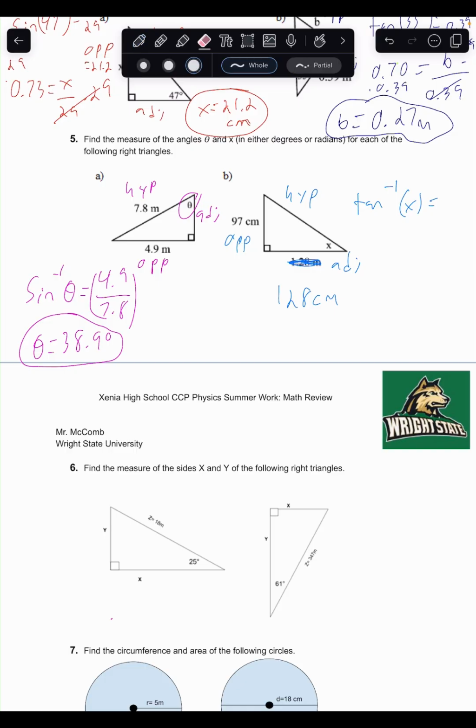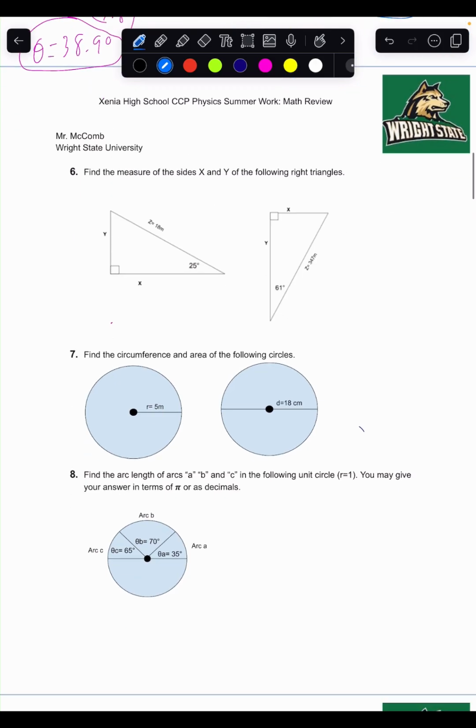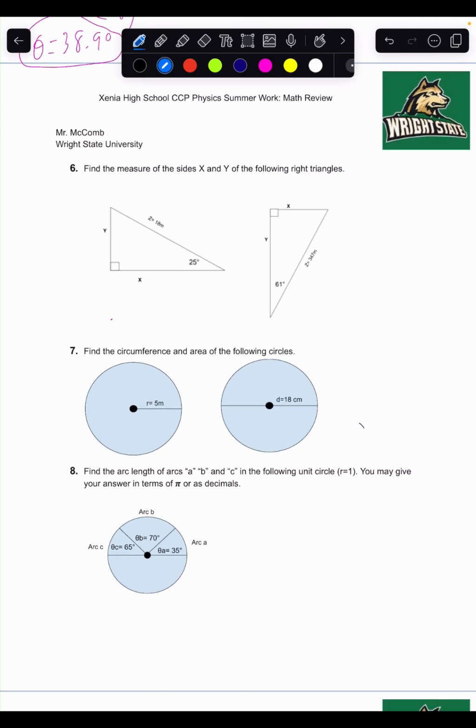Okay, so now that I've got that, we're good. I can do opposite over adjacent now. That is 97 divided by 128. Tangent to the negative first of 97 over 128. So second tangent, 97 over 128, 37.2-ish. Sounds good to me.